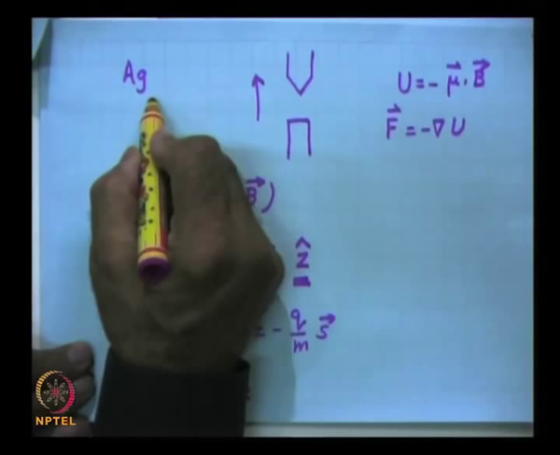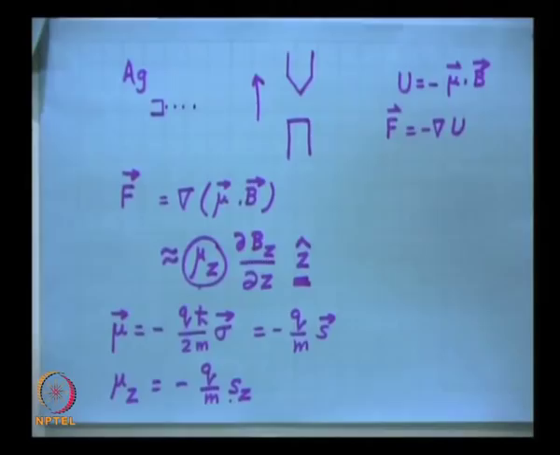Now, as the silver atoms are coming out from the oven, classically speaking, we can assume that the magnets are oriented at random. Let us suppose this is a tiny magnet, this is the north pole and the south pole, and as it comes out of the oven, they are oriented at random. The vertical direction is, let us suppose, the z axis, and if the magnet makes an angle theta, then the z component of the magnetic moment will be mu cos theta.